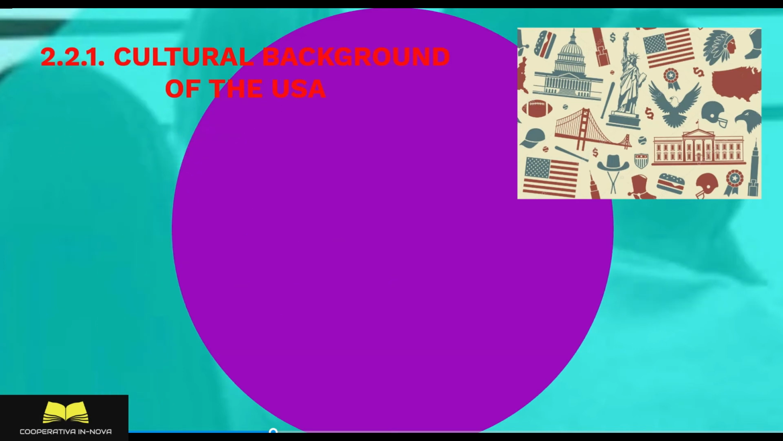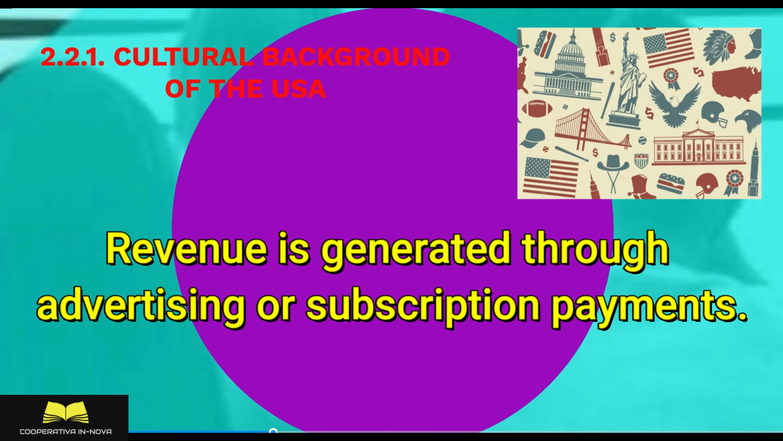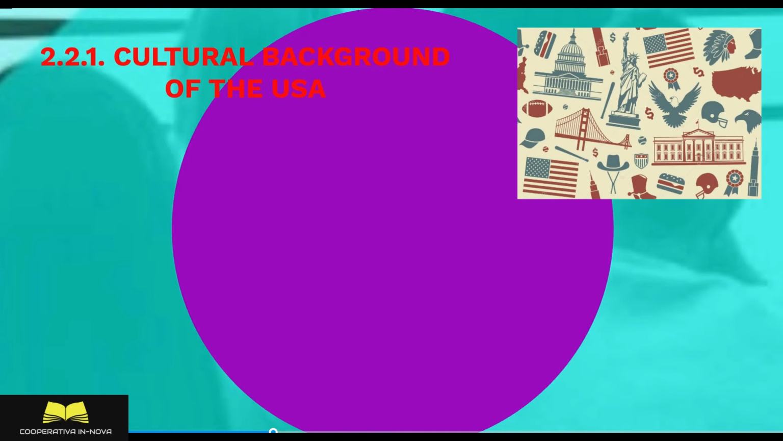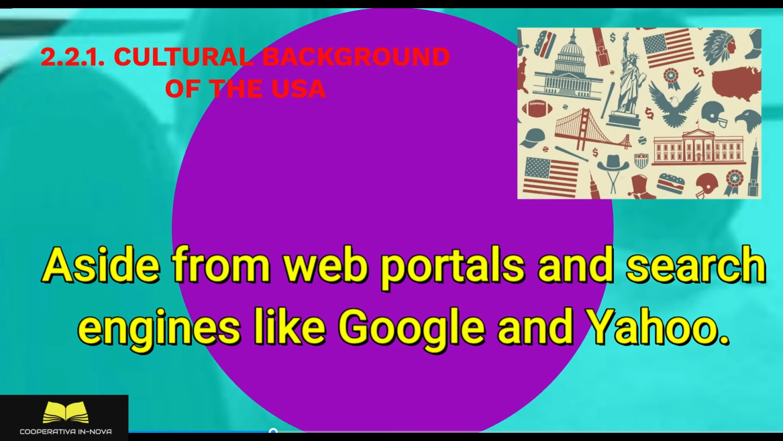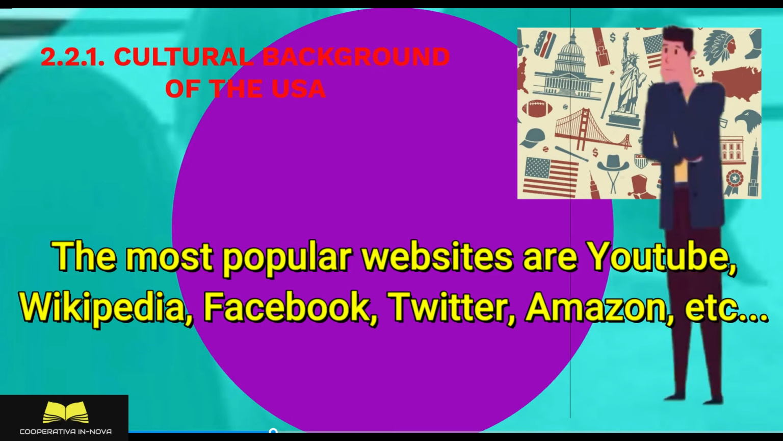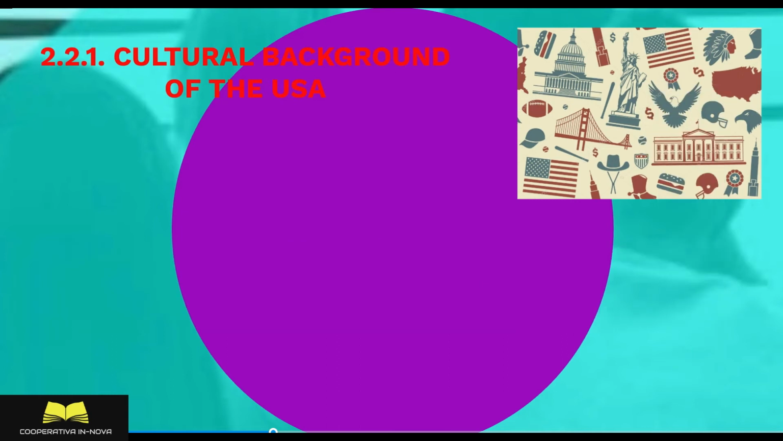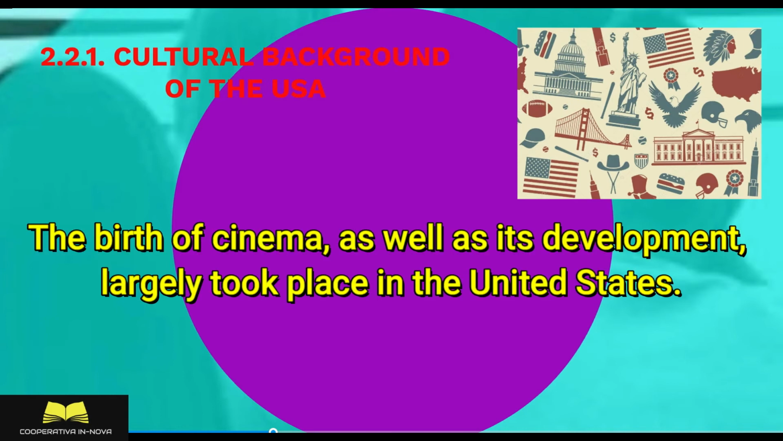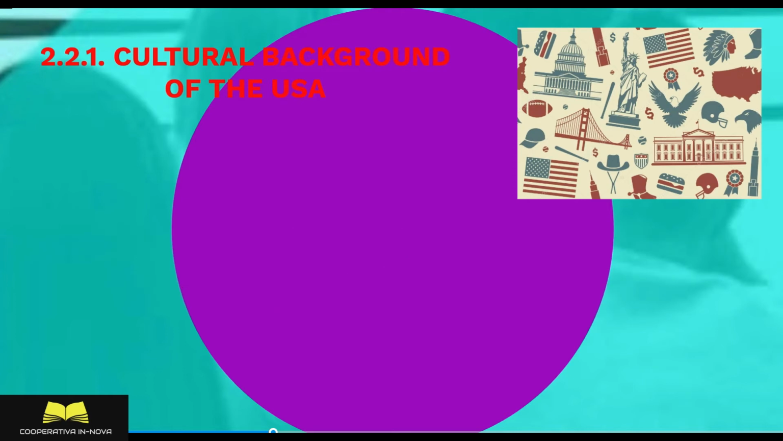Internet. The Internet has provided a means for newspapers and other media organizations to deliver news and keep archives public. Revenue is generated through advertising or subscription payments. Aside from web portals and search engines like Google and Yahoo, the most popular websites are YouTube, Wikipedia, Facebook, Twitter, Amazon, etc.